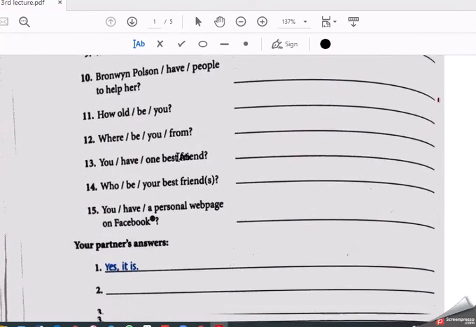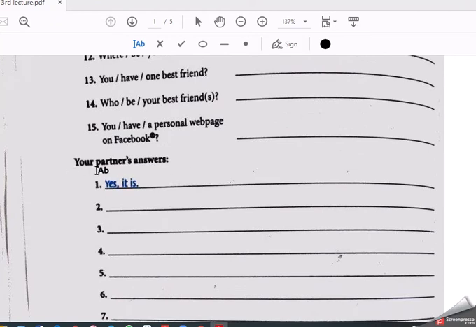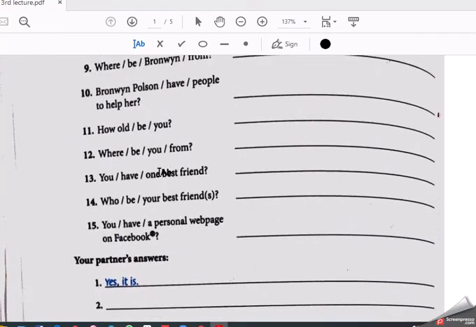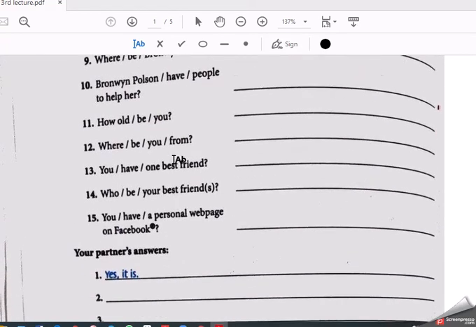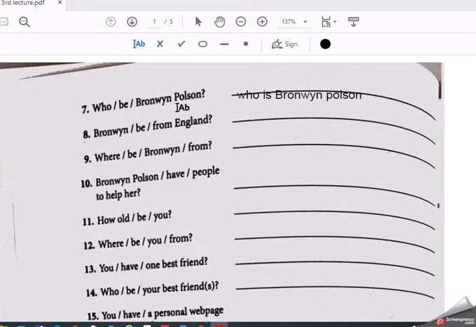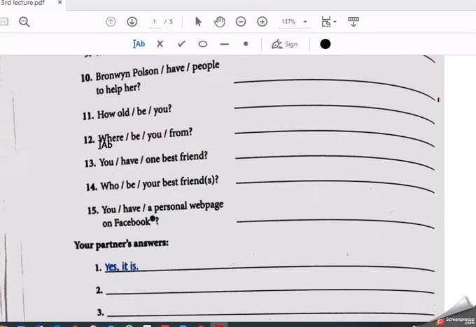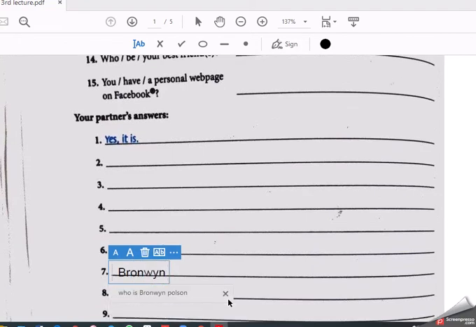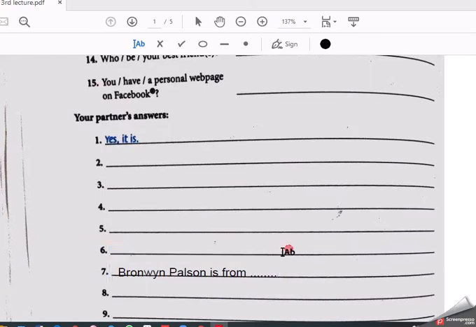Then you have to answer all the questions. Then your partner's answer, you just imagine how to answer these questions. For example, who is Bronwyn Paulson? Number 7. Here we'll write Bronwyn Paulson is from, then dash. We continue from the book here.